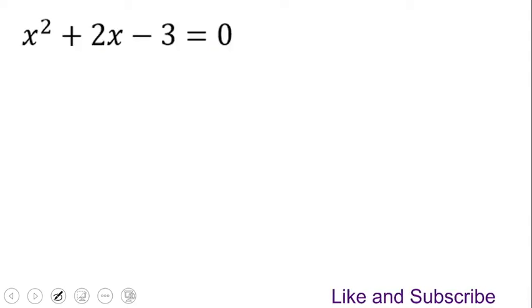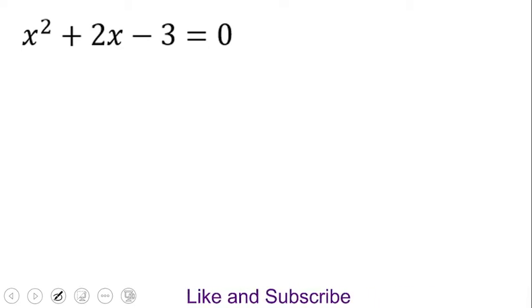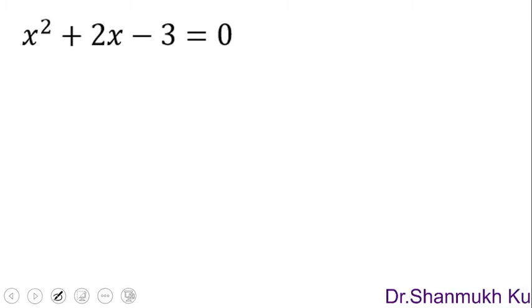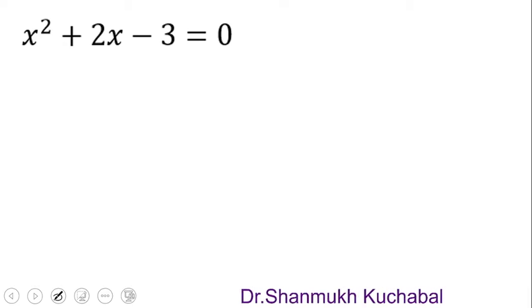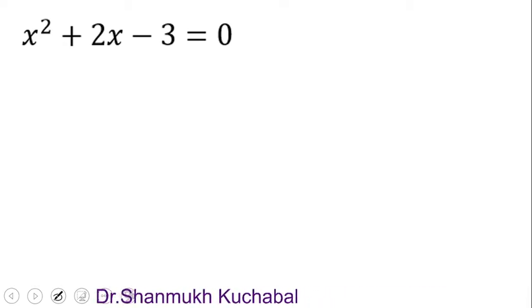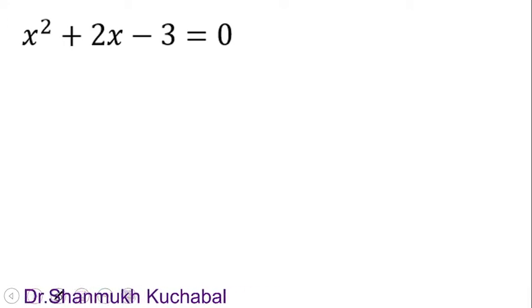Now we'll begin with the simplest method that you have studied. I am using the factorization method. The example is x square plus 2x minus 3 equal to 0. First I solve this example using the factorization method. The same example I'll solve using a shortcut trick. It is very simple. You can find the solution very easily. If you practice, within 5 seconds you will get the solution for a quadratic equation.